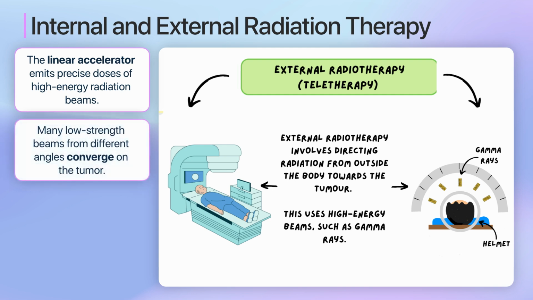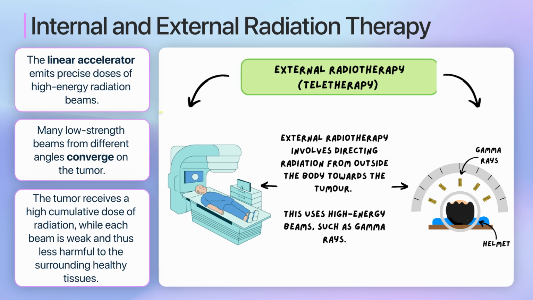The machine typically delivers many low-strength beams from different angles, each converging on the tumor. This approach ensures the tumor receives a high cumulative dose of radiation, while each individual beam is relatively weak and thus less harmful to the surrounding healthy tissues. Advanced technology allows for precise control over the radiation dose and its delivery path, maximizing the damage to cancer cells while sparing nearby healthy tissues as much as possible.